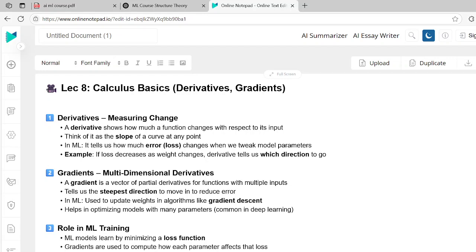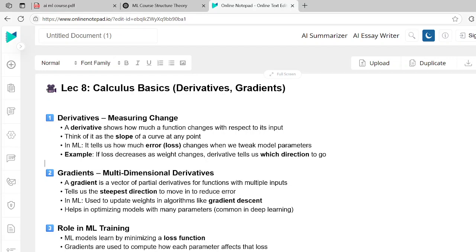And finally, the role in machine learning training. Machine learning models learn by minimizing a loss function. Gradients are used to compute how each parameter affects that loss. Combined with an optimizer, for example SGD, gradients help find the best model parameters. This process powers backpropagation in neural networks.